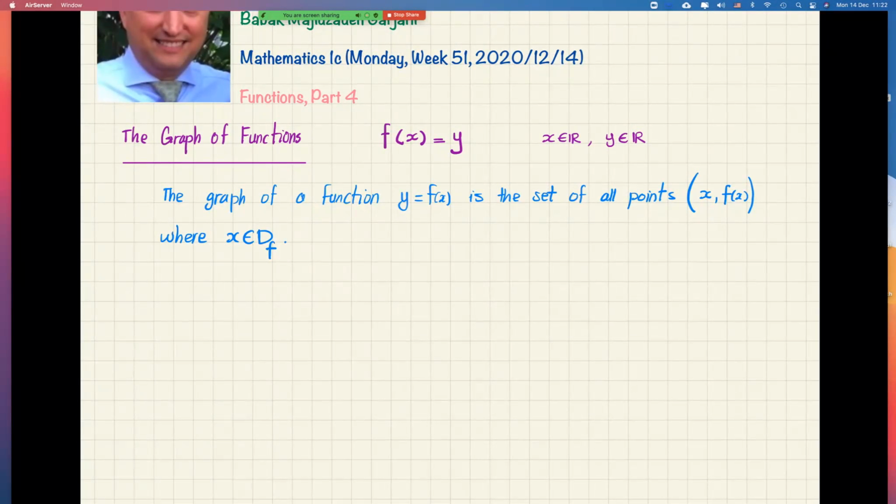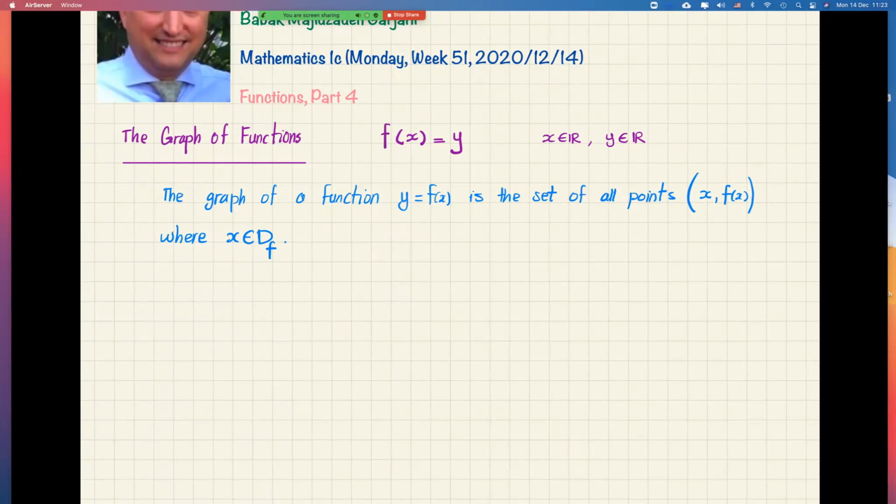So when I talk about the graph of the function, first of all, you need to know that I mean a collection of points in the xy coordinate system. How should I specify those points? The x coordinates of those points are the elements coming from the domain of my function. What are the y coordinates of those points? They are the calculated values of f at those x values.